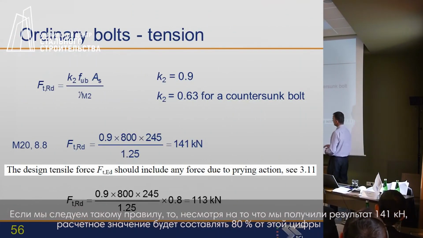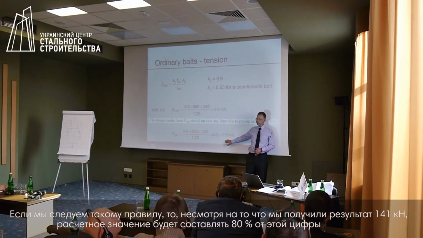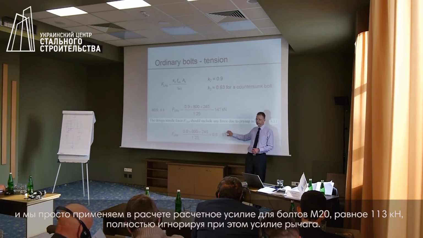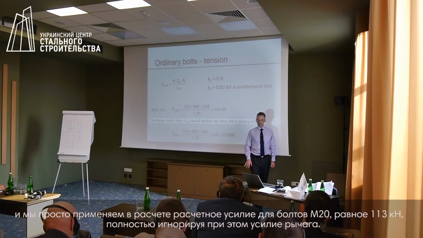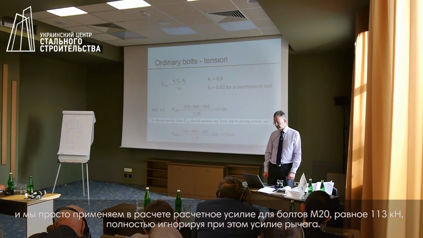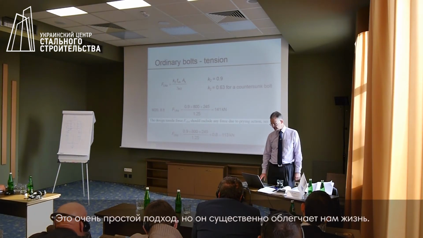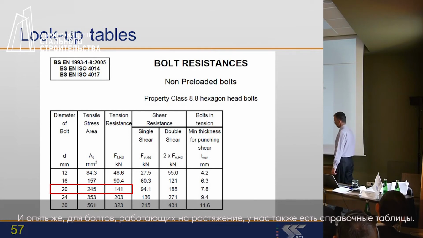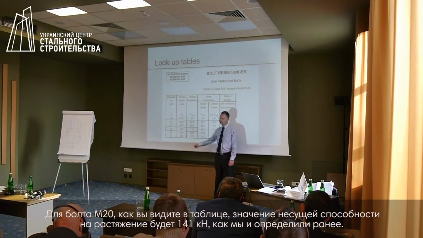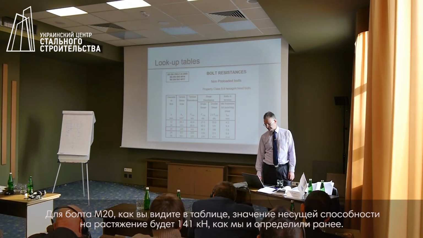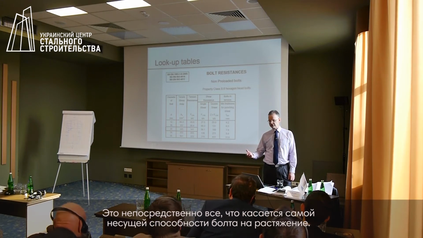So if we do that, although we have calculated 141 kilonewtons, we take a design value of 80% of that calculated value, and we would suggest that it's easy to design an M20 bolt for 113 kilonewtons that just completely ignores the prying action. It's a simple approach, but it makes life easy for us. So again, for bolts in tension, we have lookup tables. So for an M20 bolt, there's the figure of 141 kilonewtons that we calculated earlier. So that's the tension resistance of the bolt itself.